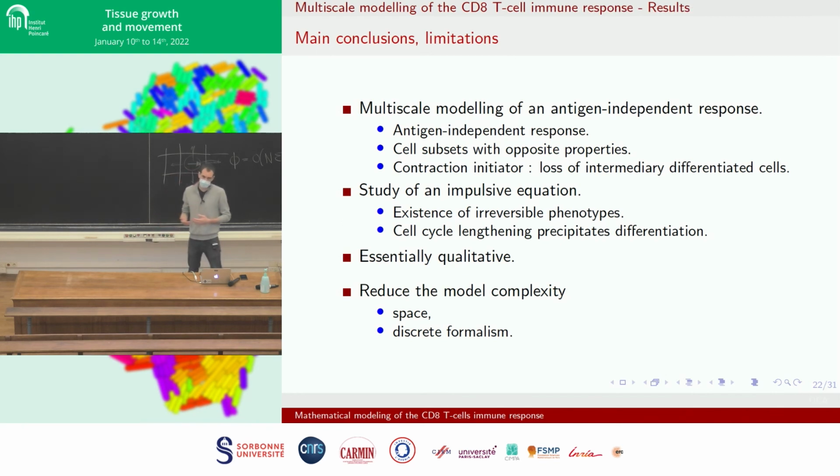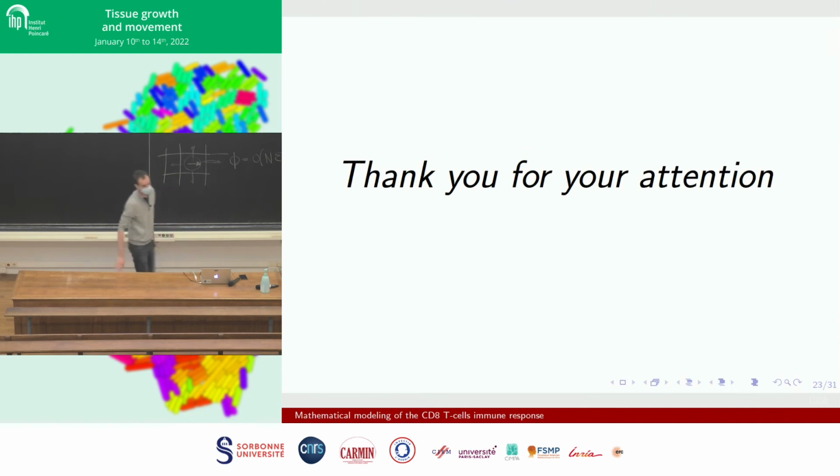And actually, the study of the equation from the first part, the impulsive equation, shows that we have non-reversible phenotypes only if the stochasticity is not too strong, and more, that the lengthening of the cell cycle can be an argument to precipitate the differentiation of cells toward one of the other lineage. Okay, and this is a remark about the model complexity that we should reduce, but I am over, so I stop there. Thank you.